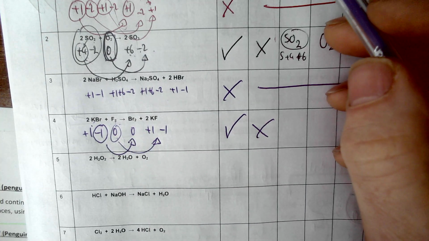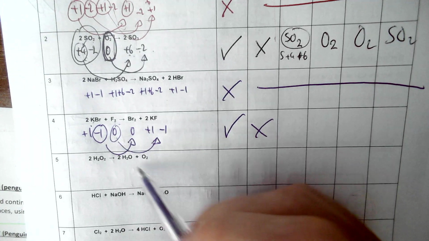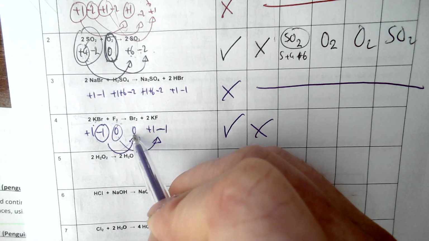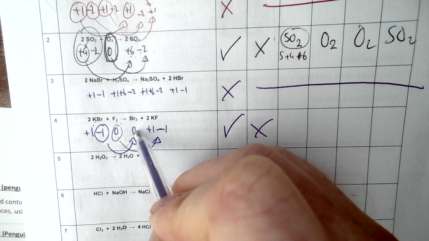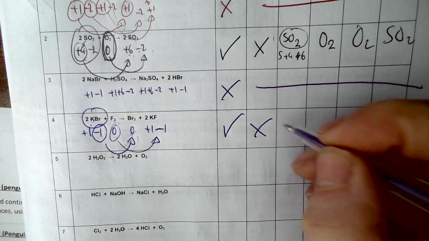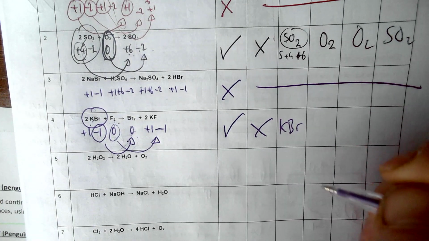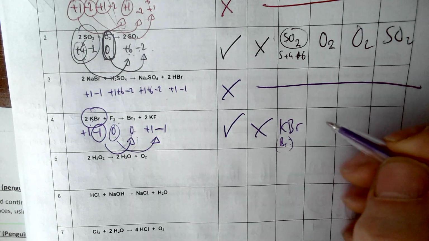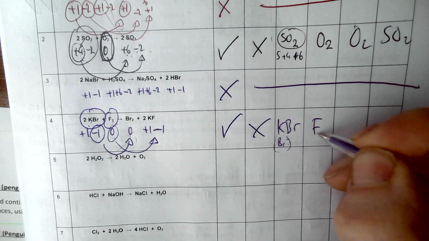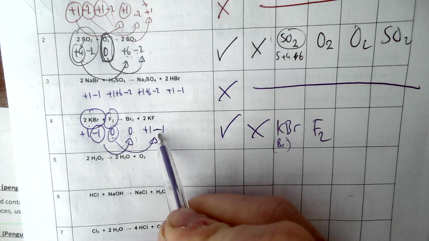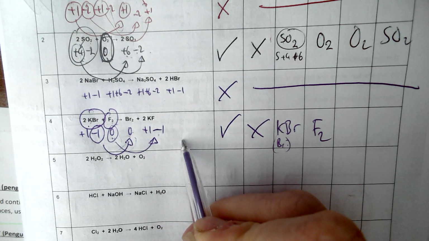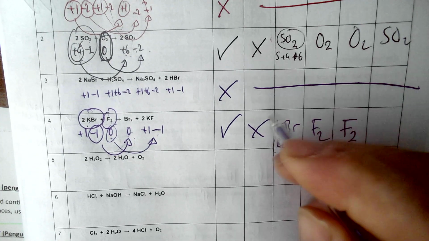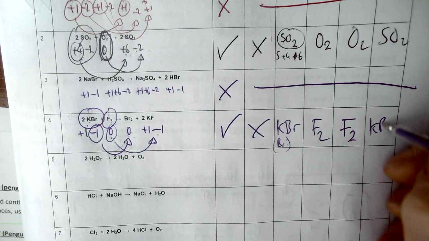The species oxidized: I'm looking for one where the oxidation state has got more positive. So -1 to 0, that's the bromide turning into bromine. So it's the KBr that is the species oxidized, because that contained the Br minus. The species reduced is F2, because it went from 0 to -1, getting more negative. The oxidizing agent is the thing that gets reduced. The reducing agent is the thing that gets oxidized, KBr.